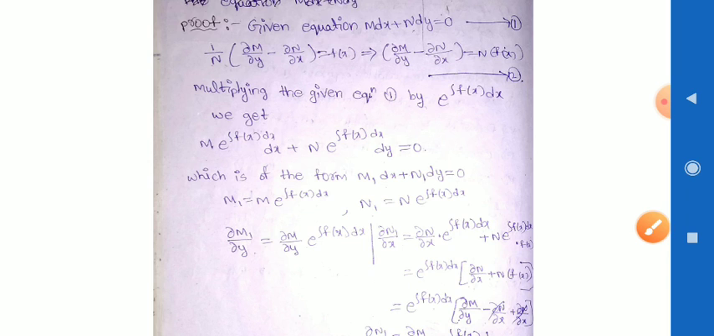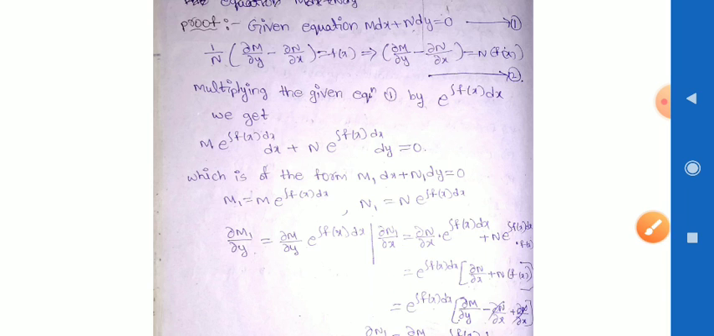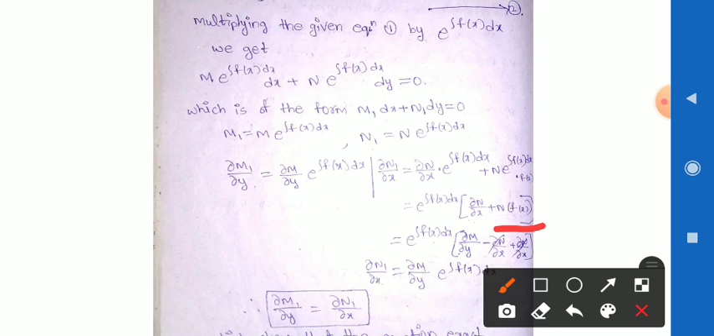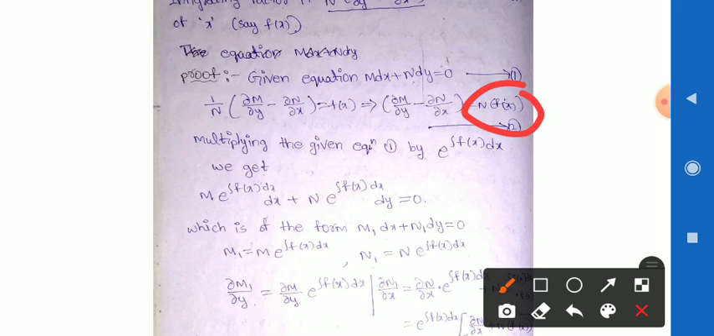Then taking exponential integration f of x dx common, we get dou n by dou x plus n into f of x. Here this n into f of x value, we have in the above equation 2: n into f of x value is dou m by dou y minus dou n by dou x value.